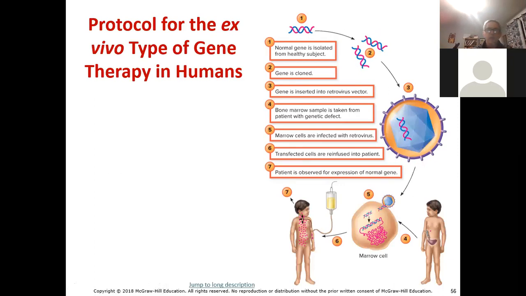So for an ex vivo type of gene therapy in humans, a normal gene is isolated from a healthy subject. The gene is cloned. The gene is reintroduced into a retrovirus vector. Bone marrow is taken from the patient that has a genetic defect, and the marrow cells are infected with the retrovirus. The transfected cells are reinfused into the patient. And then you observe the patient, see if they start expressing the normal gene.